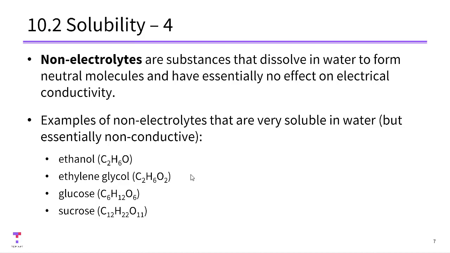But for the most part, we're talking about things like alcohols. So ethanol, ethylene glycol, both of those are alcohol and alcohol derivatives. Glucose and sucrose, sugars. Organic compounds in general here. They are polar, so they dissolve, but there's no ionic character to them whatsoever. So they don't do anything, at least not from a conductivity standpoint.